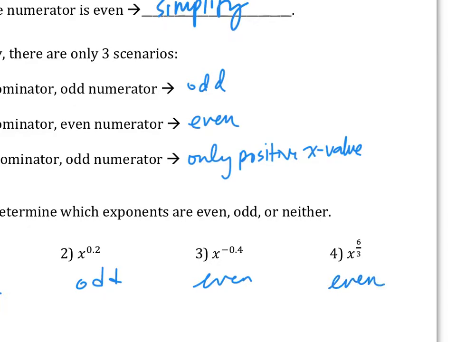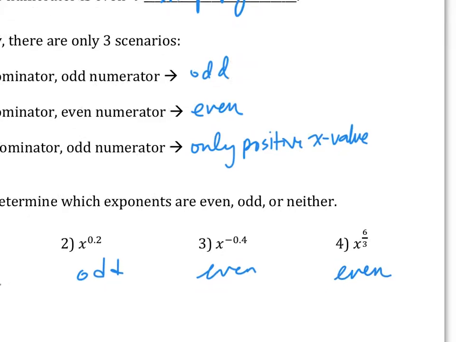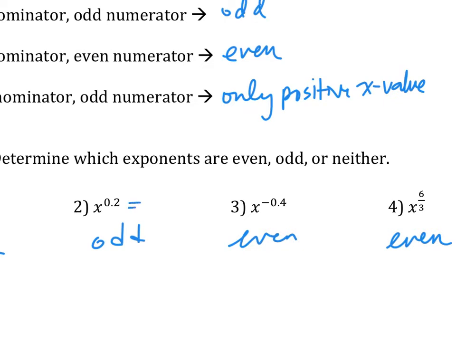Any questions? Yes? Oh, yes. So what you want to do is change it to a fraction. So then that's going to be 1 over 5. So then 5 being the, yeah.